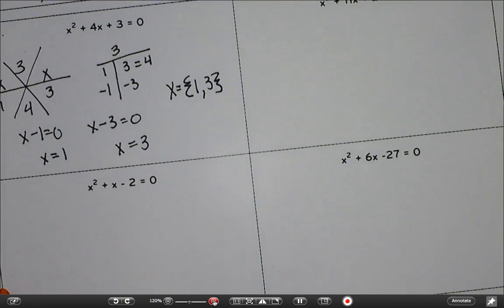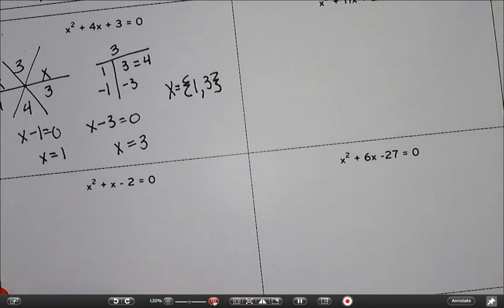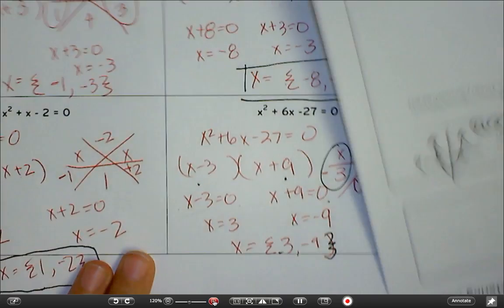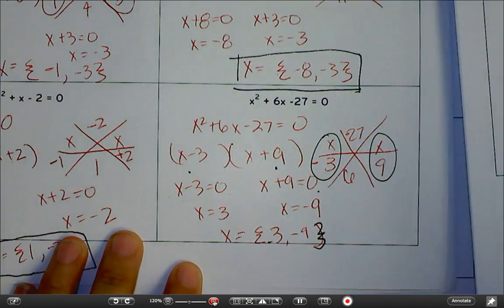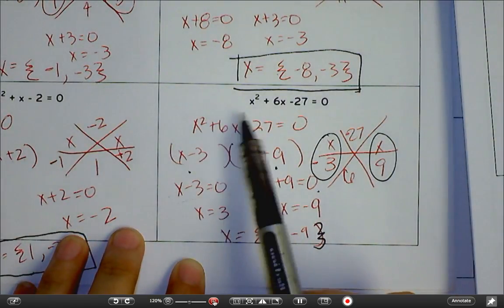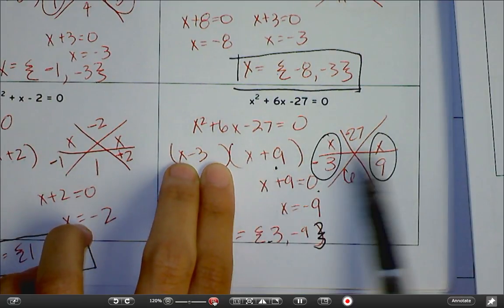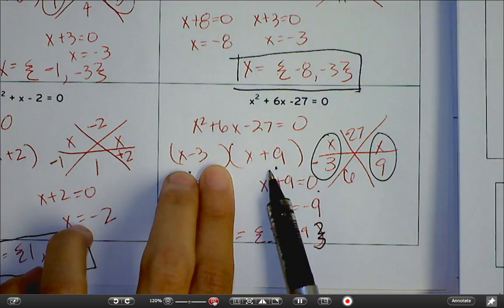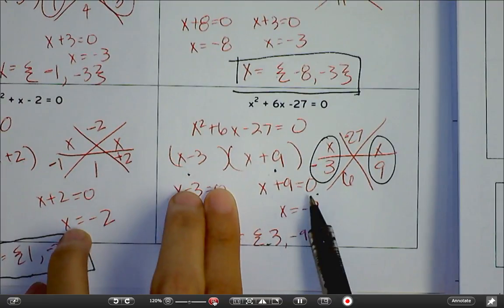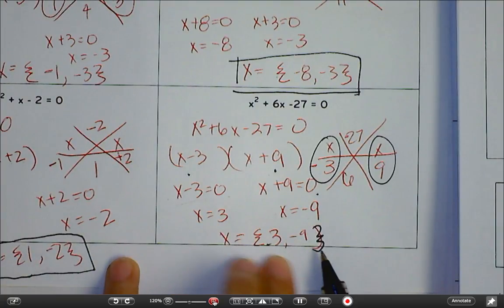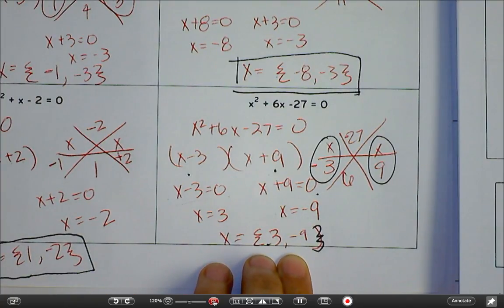Press pause now. Okay, you've pressed play, so let's go ahead and take a look at the very last problem. It's in standard form. There's 3 terms. I'm going to factor it using the star method. Here are my 2 factors. I set them both to 0, solve for x, and put them in fancy brackets.